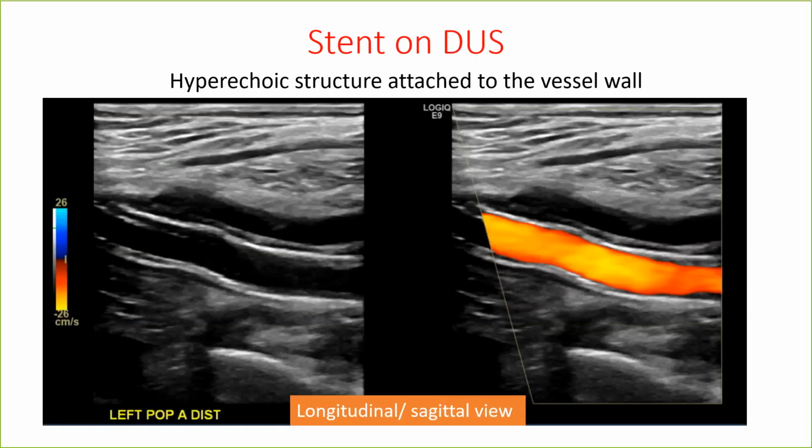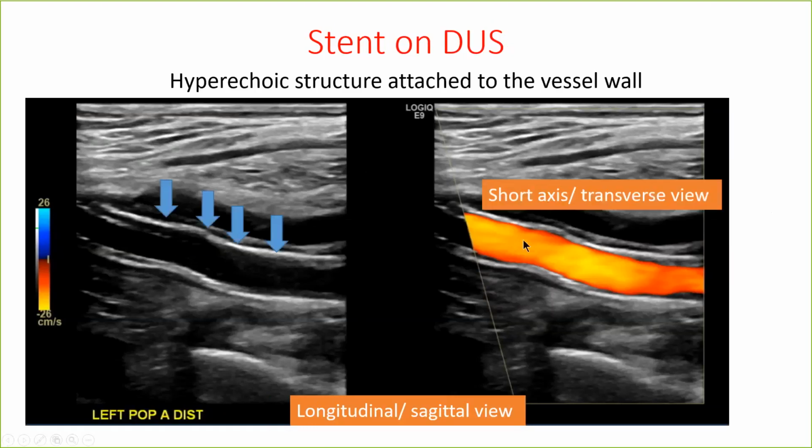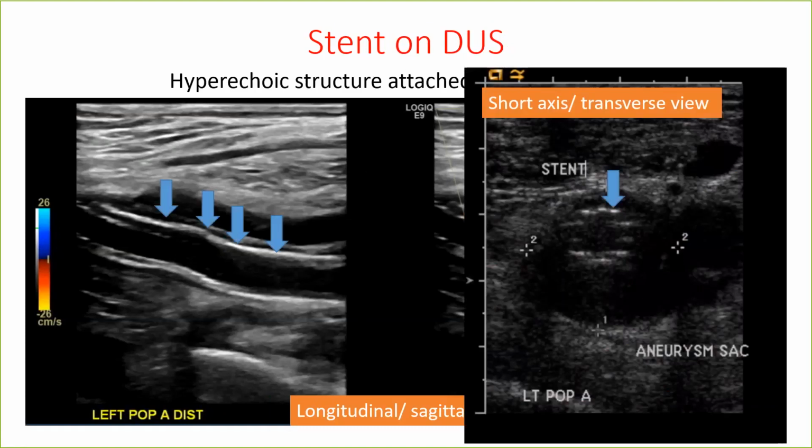Here's a nice evaluation of a stent placed in the popliteal artery for a popliteal aneurysm. This is 5 years out after the stent was placed. You can see the stent nicely attached to the vessel wall, and on color you can see the color nicely filling within the stent. Now this is the same patient, duplex, that was performed right after the intervention was done. So this is a duplex 5 years ago, and this is on the short axis. You can actually see the stent again here, and you can see the aneurysm that it's covering.